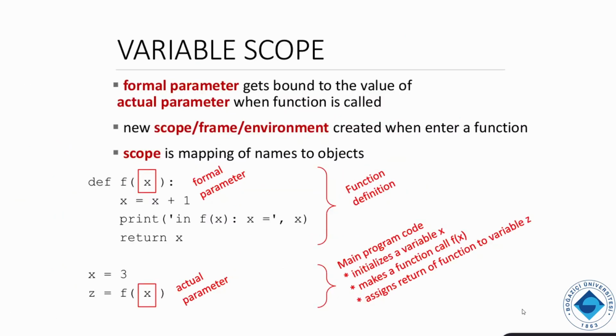And variable scope. There are two types of concepts to describe variable scope. The first one is formal parameters, which are inside of the function. Here, x is called a formal parameter, and the other parameter type is actual parameters, which are described outside of the scope. It is global scope, actual parameter.